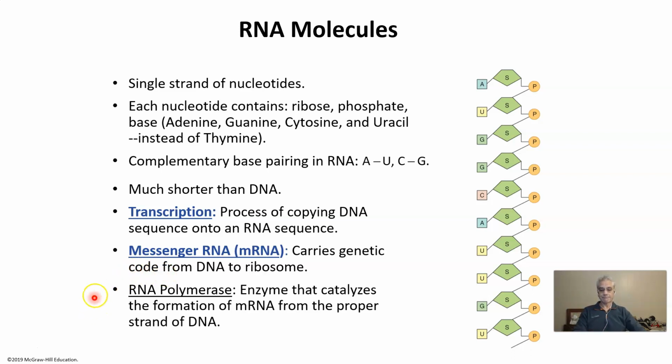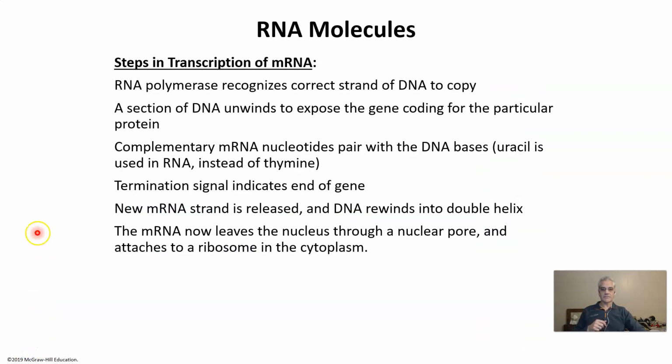It's cool. How do you make RNA? You make it with RNA polymerase, right? You made DNA with DNA polymerase. If you're going to make RNA, you need RNA polymerase. That makes mRNA, a copy of DNA, of a section of DNA. Great. Here are the steps in transcription.